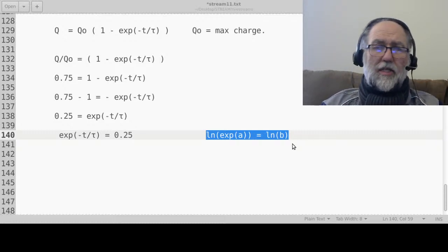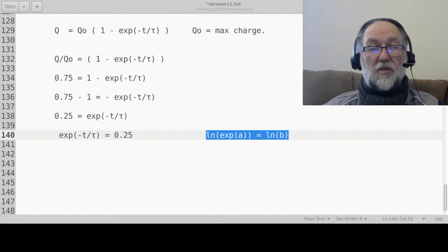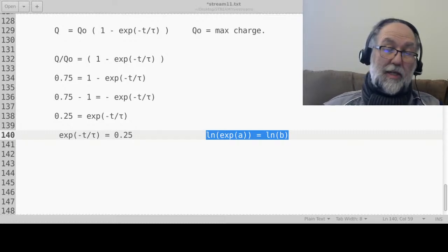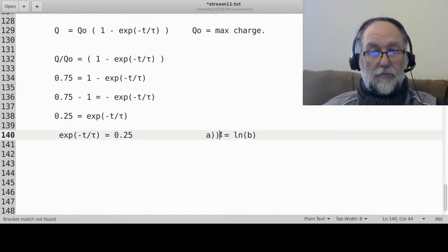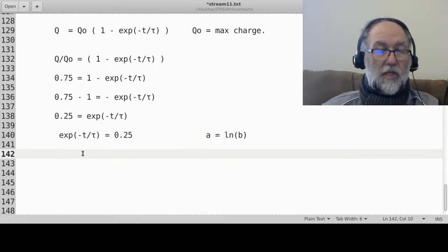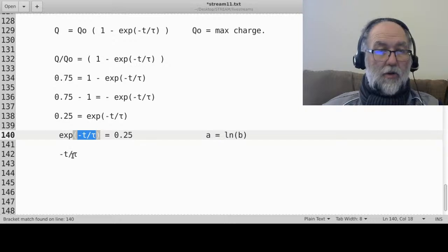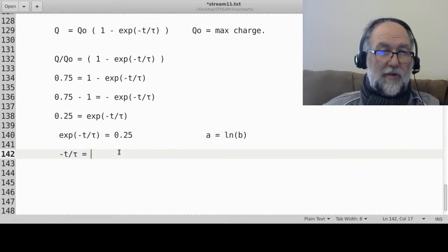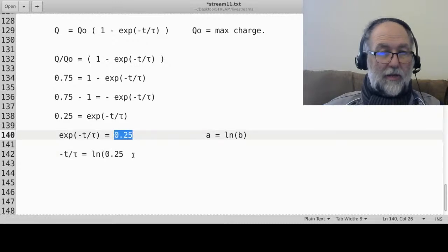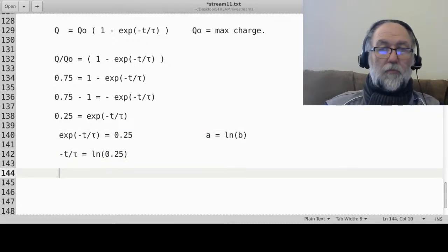Okay, so the log and the exponentiation undo one another. If you start with a, exponentiate it, and then take the log, you're back to a. So all of this is just a. Take a look: a was like that, and b, the 2.5, is going to equal the natural log of 0.25.